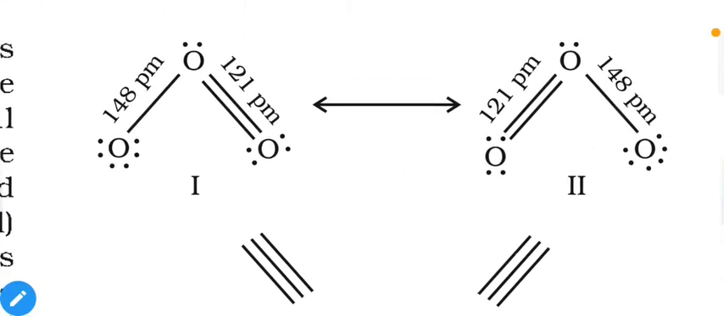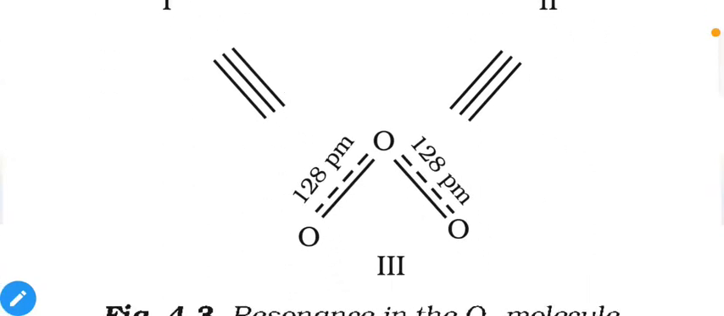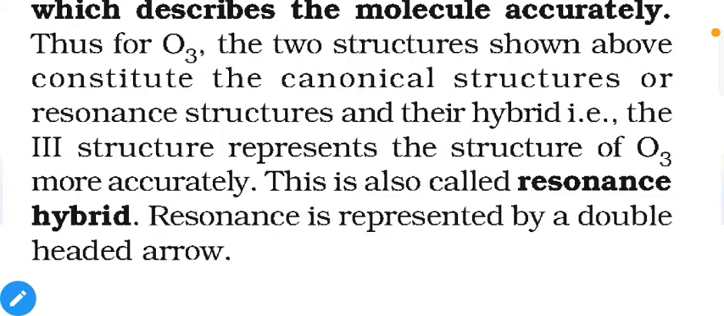As you can see in this example, we have two different structures of ozone, and after summing up both of these, we end up at this third structure, which can explain the structure of ozone. So in O3, the first and second structures are canonical structures, and the hybrid of those two structures will be the third structure, as we already saw. This is also called the resonance hybrid. Resonance is represented by double headed arrows.